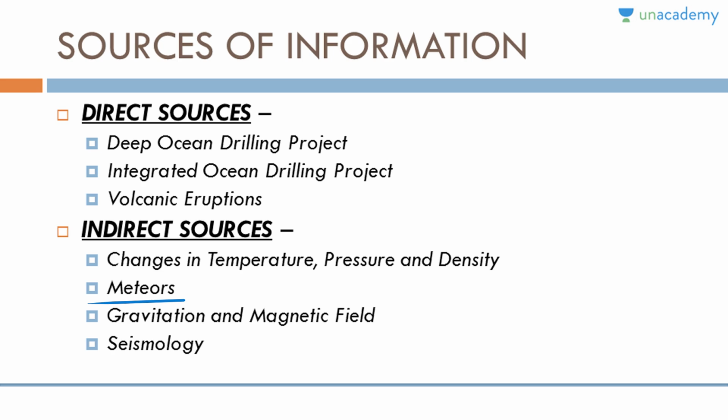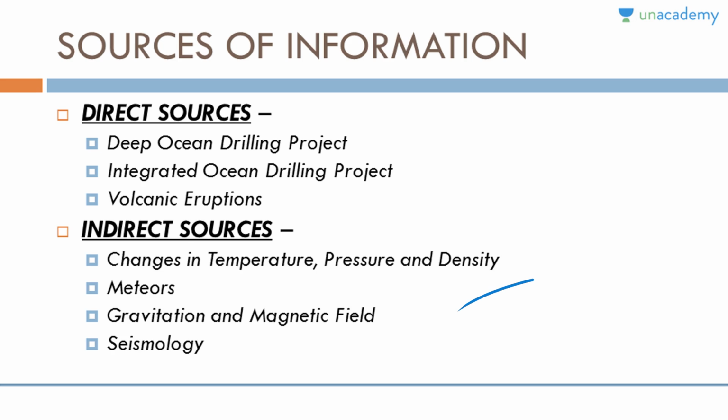Another indirect source includes gravitation and the magnetic field of the Earth. The gravitational force is greater at the poles and less at the equator. It also differs according to the mass of the material. So the gravity anomaly gives us information about the distribution of mass of the material in the Earth's surface.